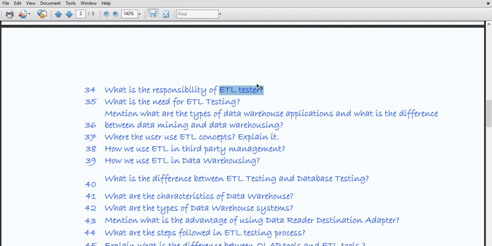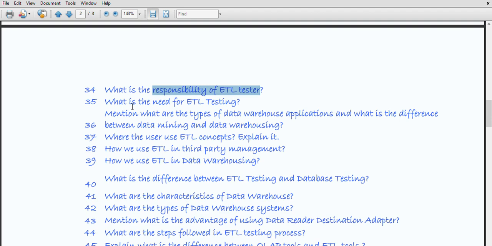Then the tester transfers the data from flat files and writes different SQL queries for different test scenarios. They need to approve the requirements and design specification. These are some of the responsibilities of an ETL tester. Then what is the need for ETL testing?